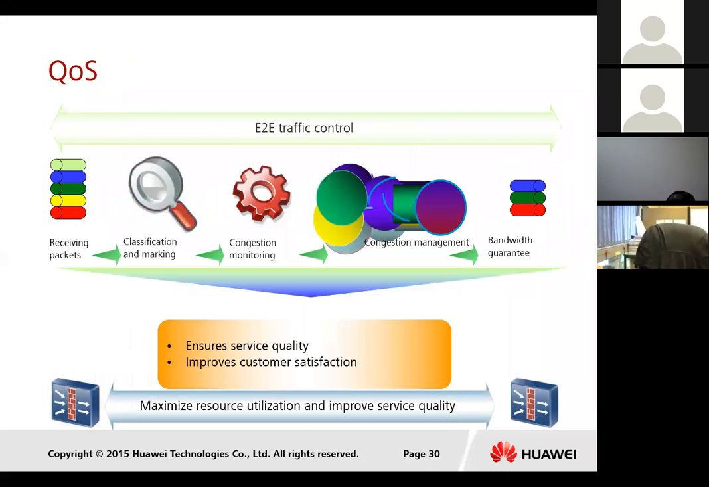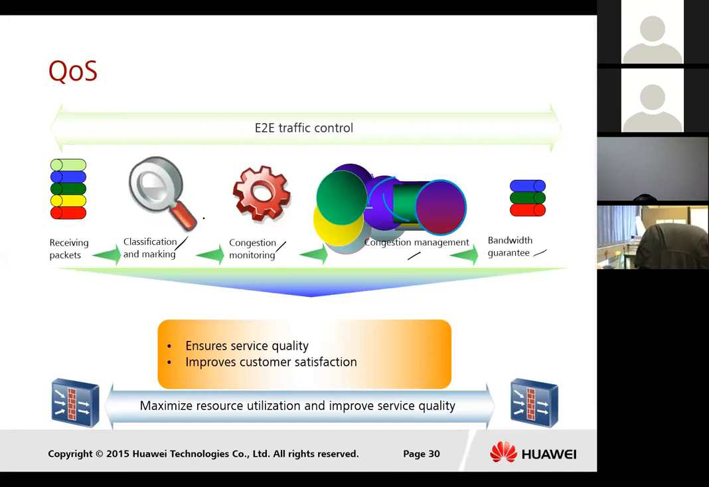And the next one, for the firewall itself, is the support for quality of service. This enables the firewall to provide functions such as traffic classification, traffic policing, traffic shaping, congestion management, and congestion avoidance. So it's the basis of differentiated service. For this QoS, under the firewall, we can do classification and marking, congestion monitoring, management, and bandwidth guarantee. For the guarantee, you can say that I perform policing or shaping.